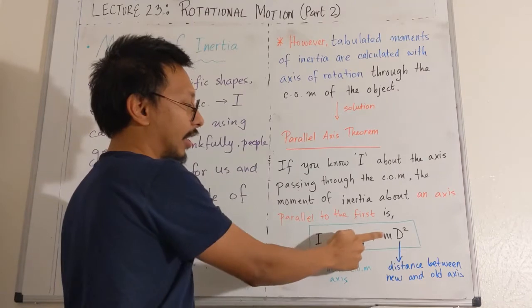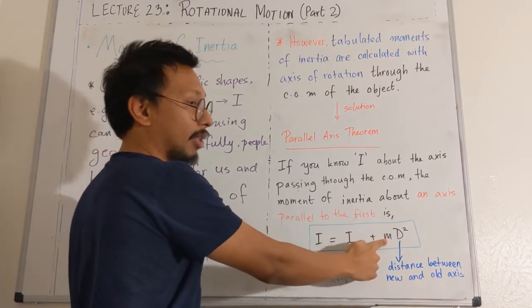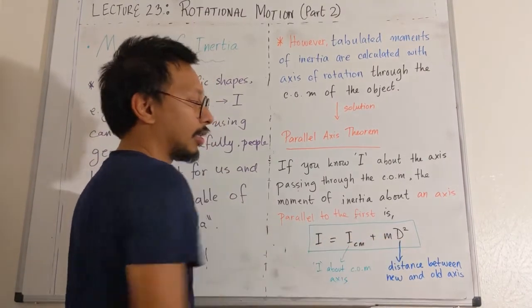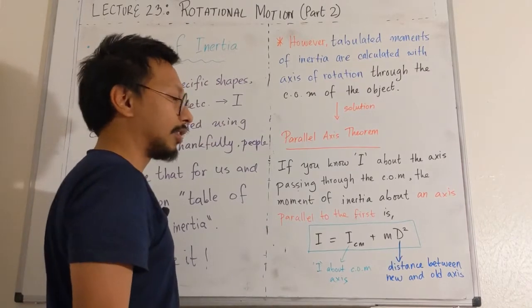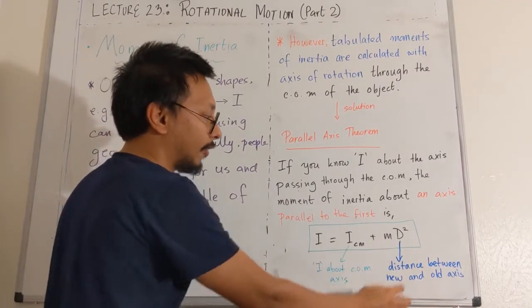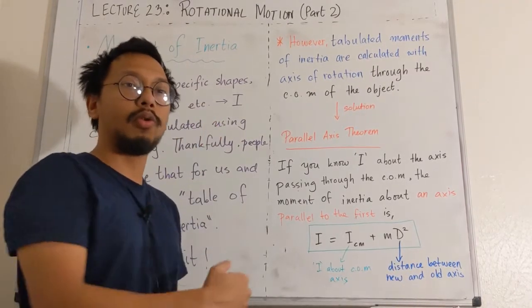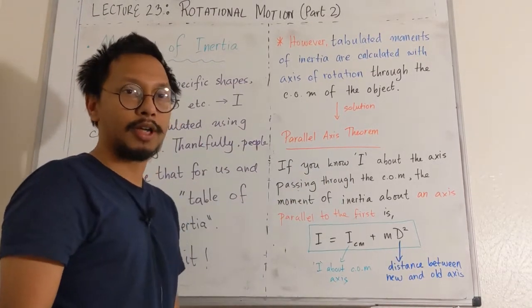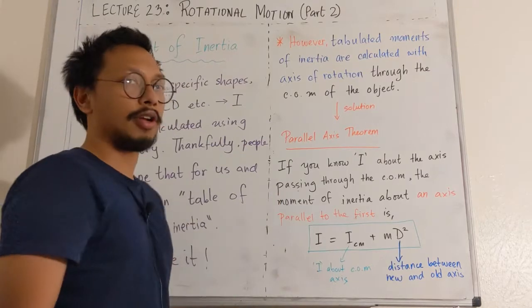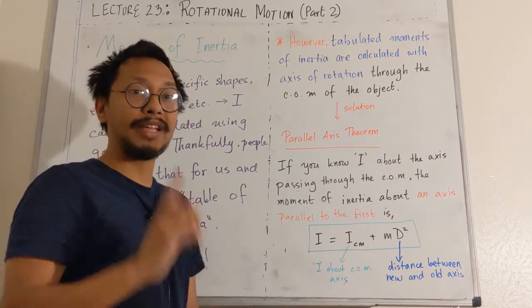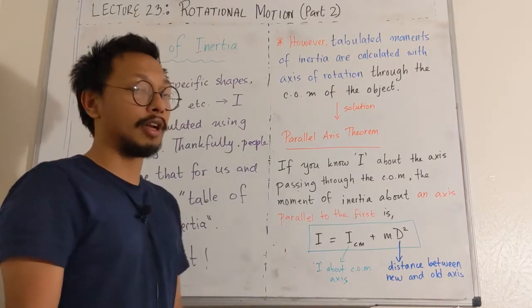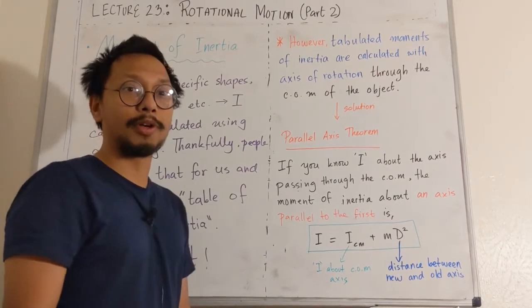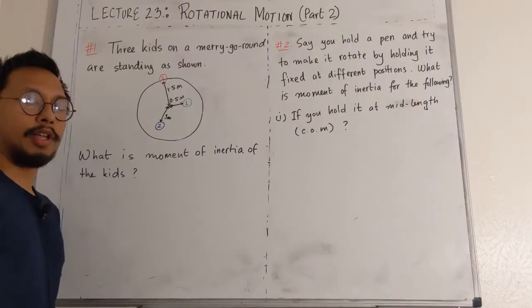Take that and add it to m, the mass of the object or the system, times the distance, capital D, squared. What is capital D? This is the distance between the old axis passing through the center of mass and the new axis which is parallel to it. Now I could talk about this for more than an hour, but the best way to get a clearer point of view is to jump into examples. So let's jump right in.